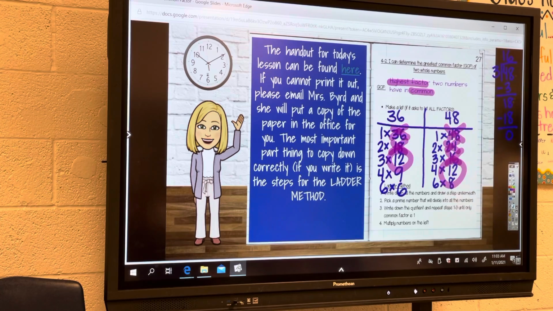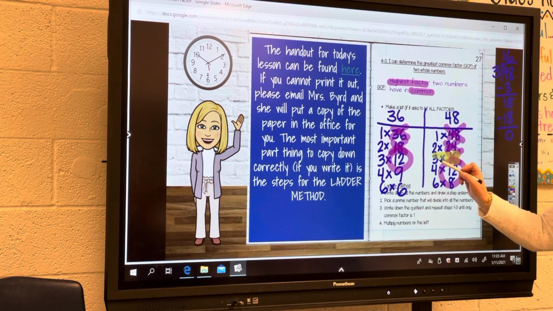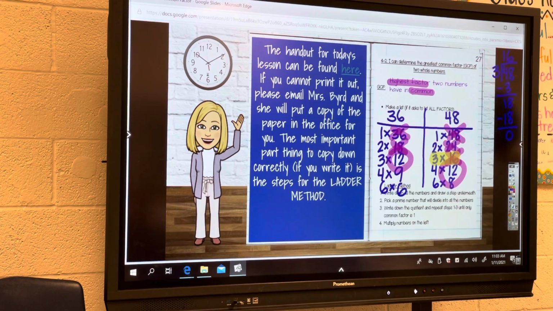Now, listing factors can be tricky because if you had been doing this without my help, I bet we would have missed this one. Be honest, how many people knew that 3 times 16 was 48? You didn't, did you? I knew that 4 times 12 was 48. You knew 4 times 12 was 48, but we would have missed that one, okay? So that's why listing all the factors can be a little bit tricky.